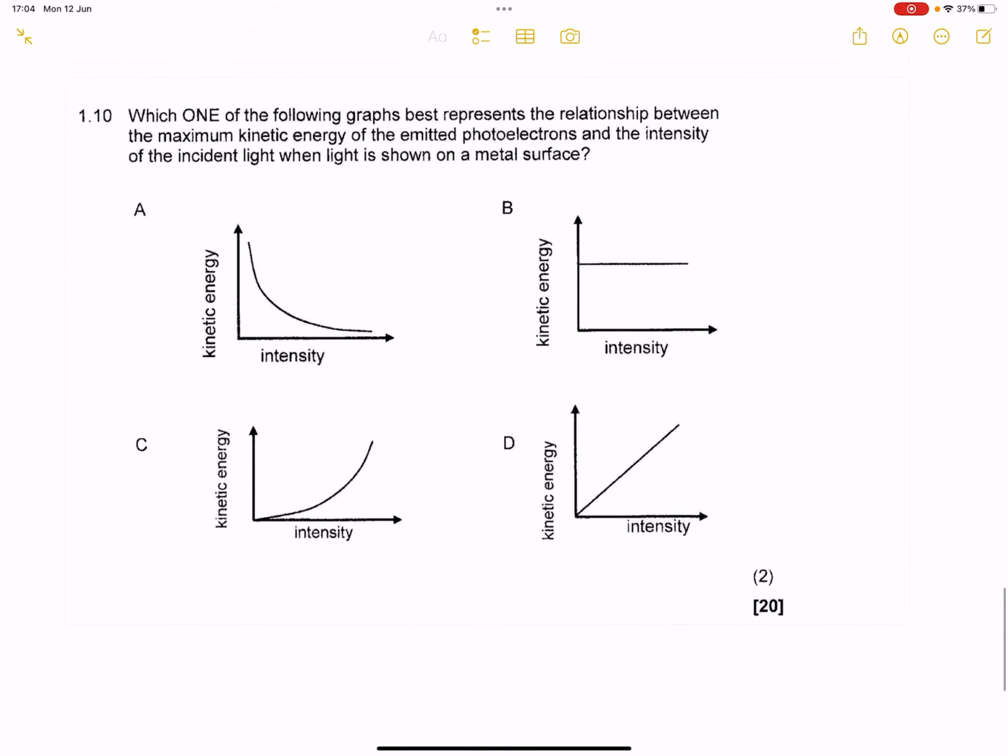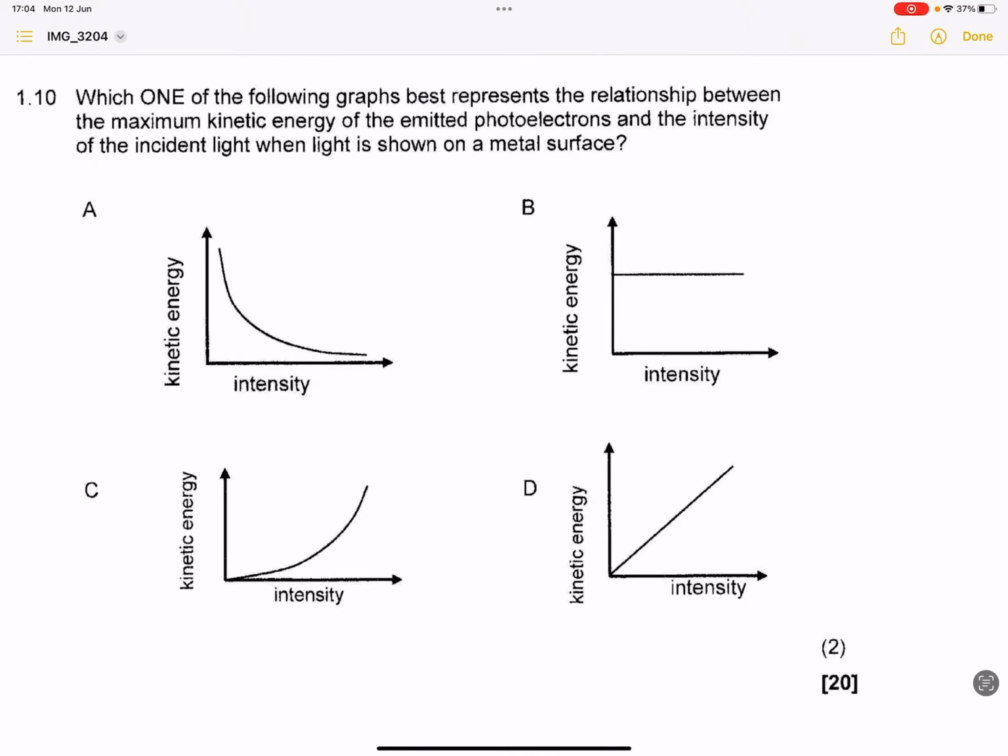Right, and then the last question. They say which one of the following graphs best represents the relationship between the maximum kinetic energy of the emitted photoelectrons and the intensity of the incident light when a light is shone onto the metal surface. Remember, when we talk about intensity, we are talking about how bright the light is. So when you increase or decrease the brightness, that has absolutely nothing to do with its kinetic energy.